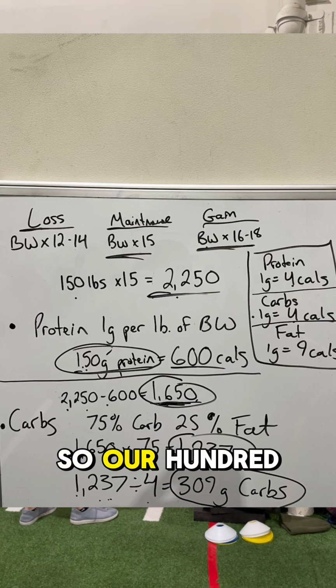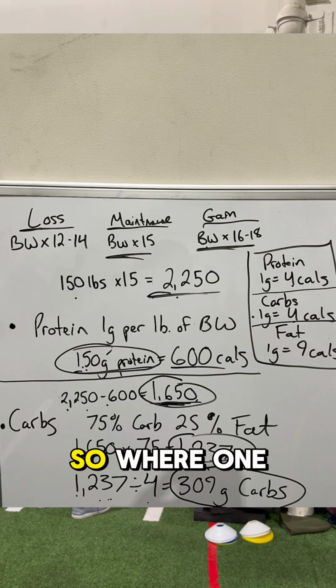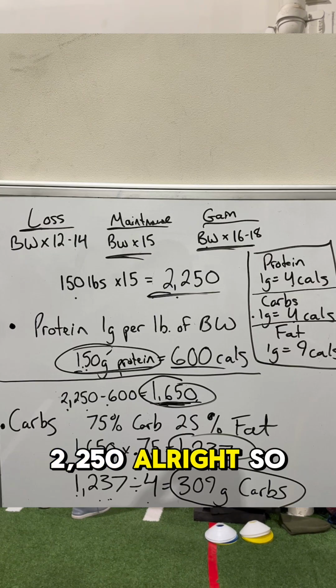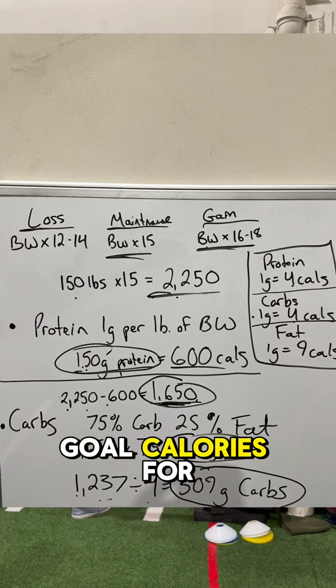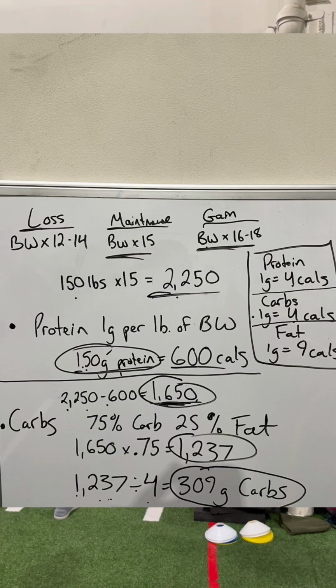So our 150-pound person wants to maintain weight. So our 150 times 15 is 2,250. All right, so those are goal calories for this person. Every day. Let's talk about protein.